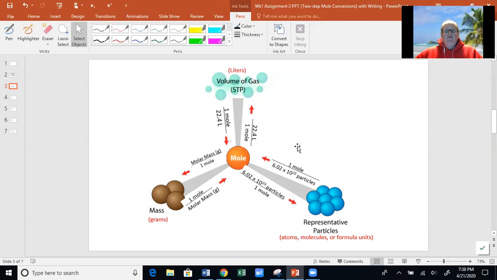So let's just remember a couple of things with this roadmap. In every single problem, you are going to be given a certain number, and that certain number is going to be associated with a unit.